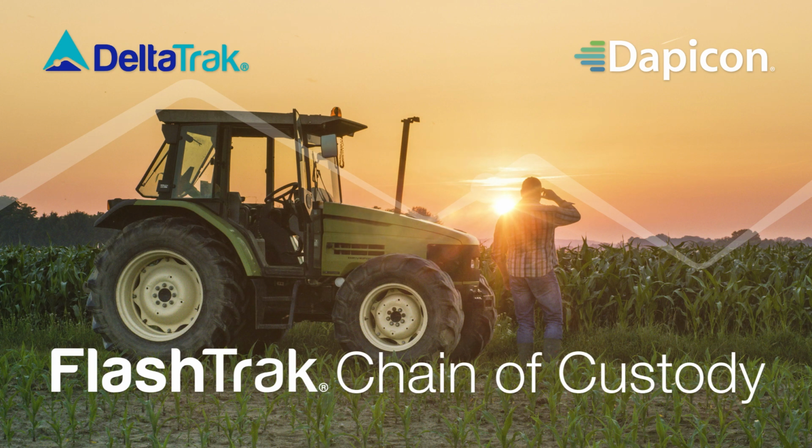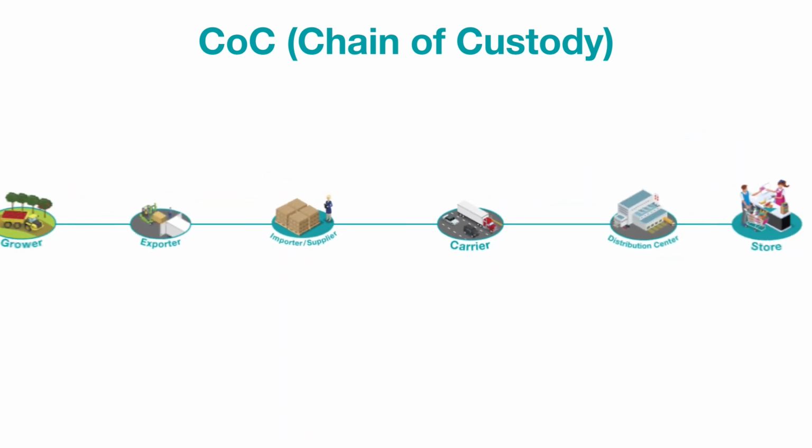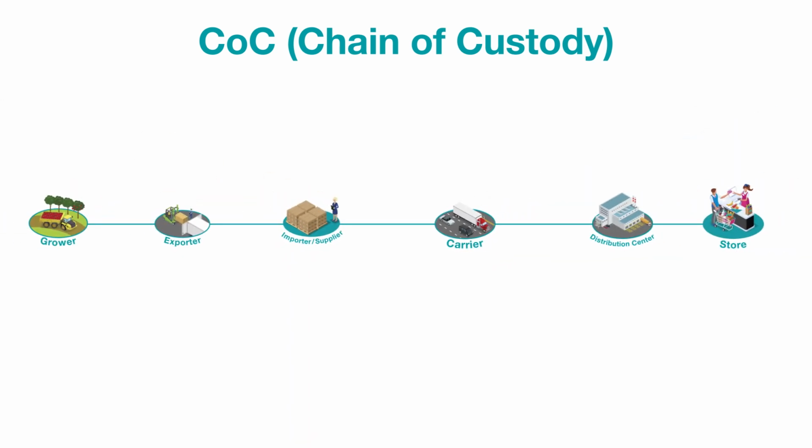DeltaTrak, a leading provider of IoT and cold chain management solutions, has teamed up with Dapicon, a supply chain technology company, to create FlashTrak Chain of Custody. FlashTrak Chain of Custody covers the entire supply chain from original source, including overseas producers, to the individual retailer or restaurant located in the U.S., allowing you to see all custodians of your product, both domestic and international.